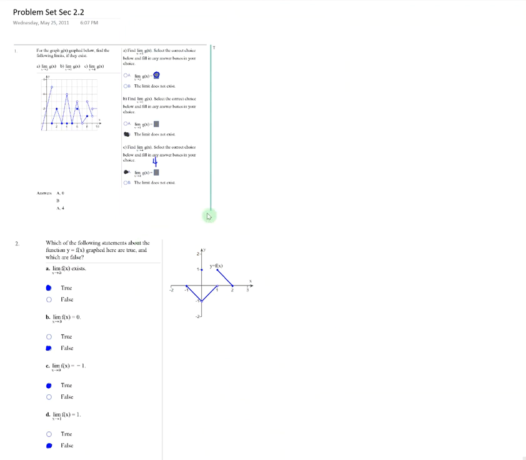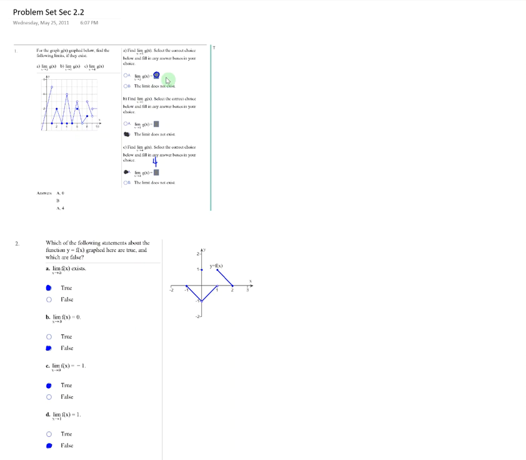Here we have number 1: for the graph g of x below, this whole blue thing is g of x. They want us to find the limit as x approaches 5, x approaches 1, x approaches 4. So you're literally looking at your graph. As x gets close to 5, where is the graph going? Well, the graph on either side is coming to y equals 0. So 0 is your answer there.